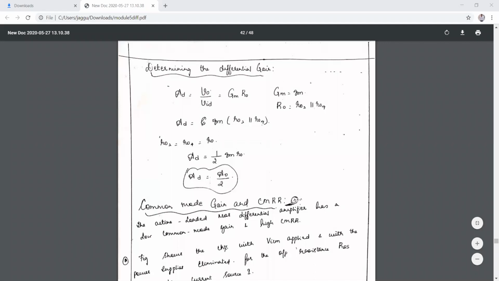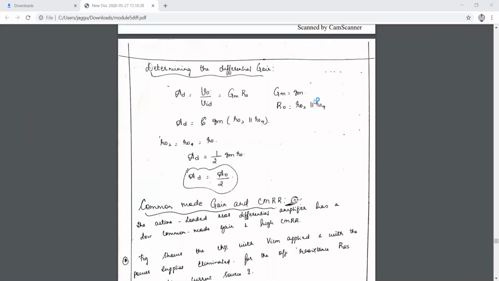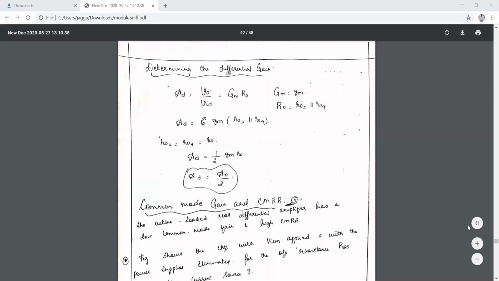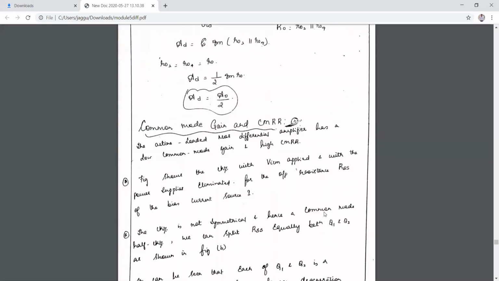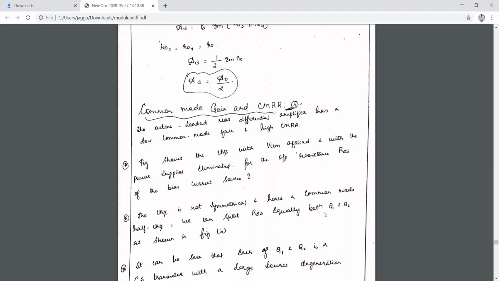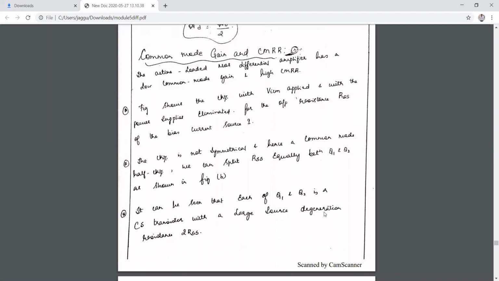Good afternoon, dear students. In the previous class, we had discussed the differential gain for the differential amplifier. Now, in today's class, we'll check on the common mode gain and the common mode rejection ratio of an active loaded differential amplifier. The common mode gain of an active load differential amplifier has a low common mode gain but a high common mode rejection ratio.